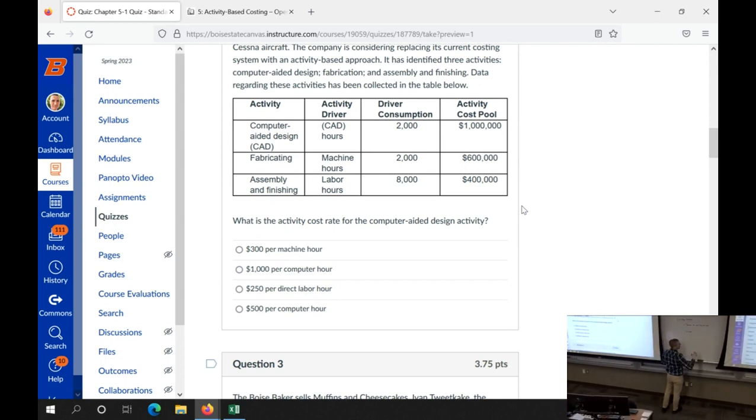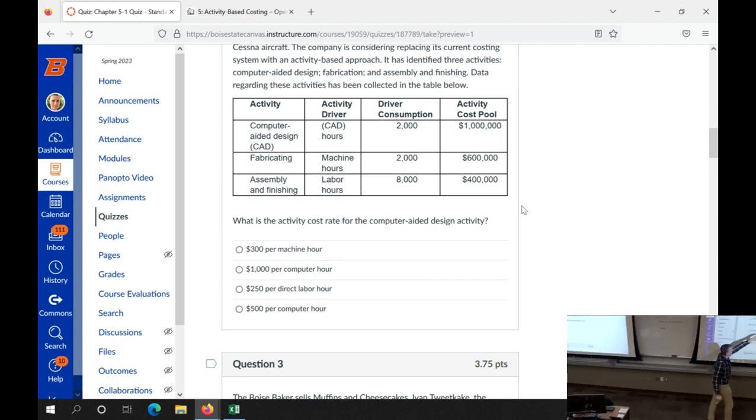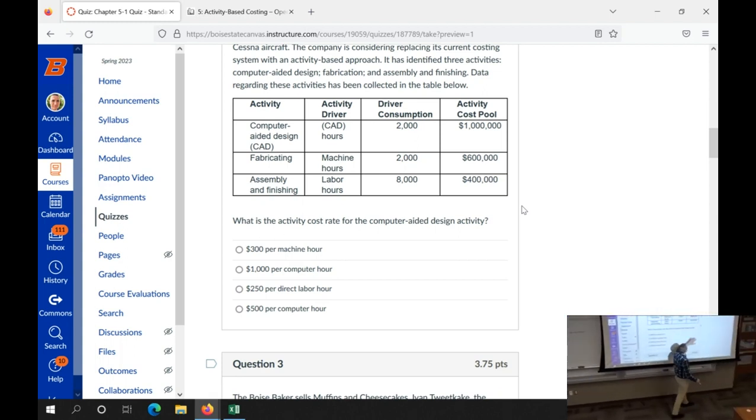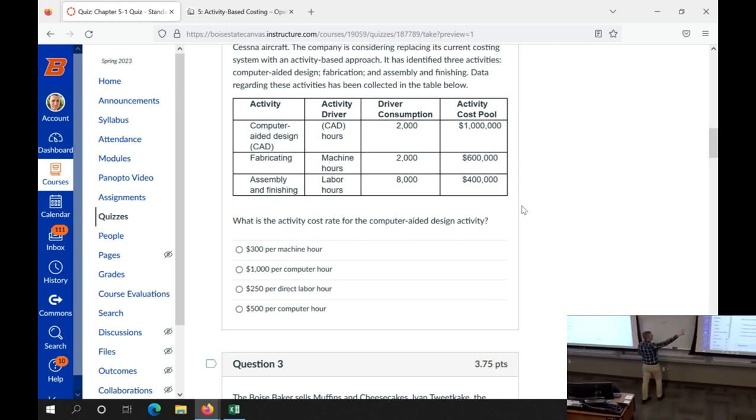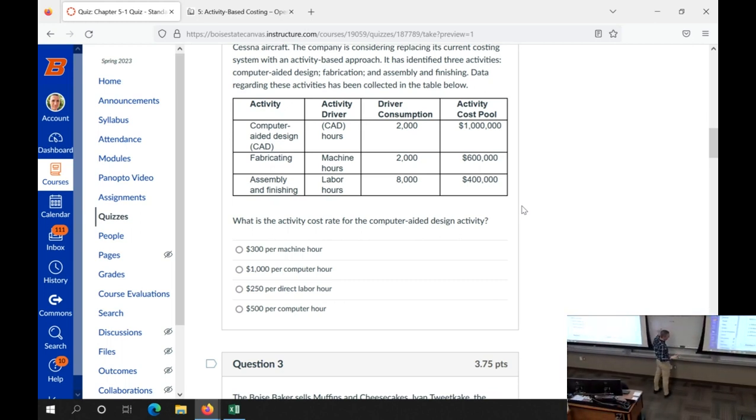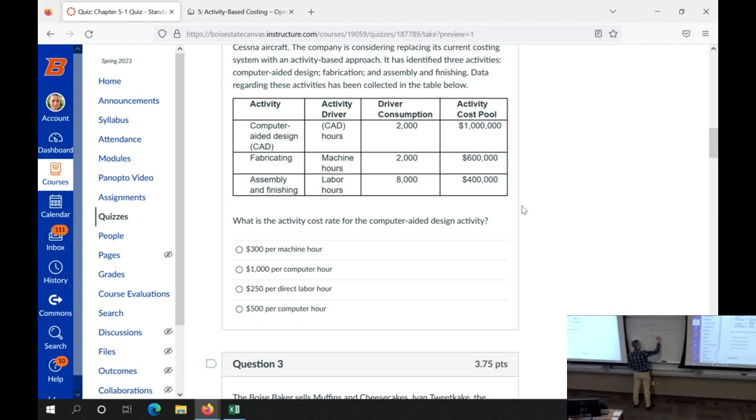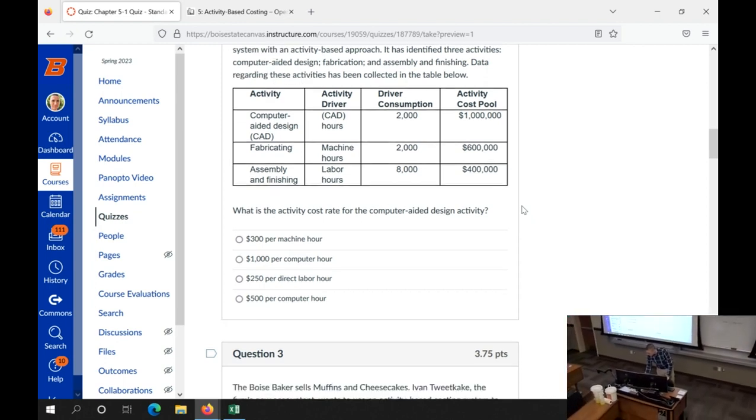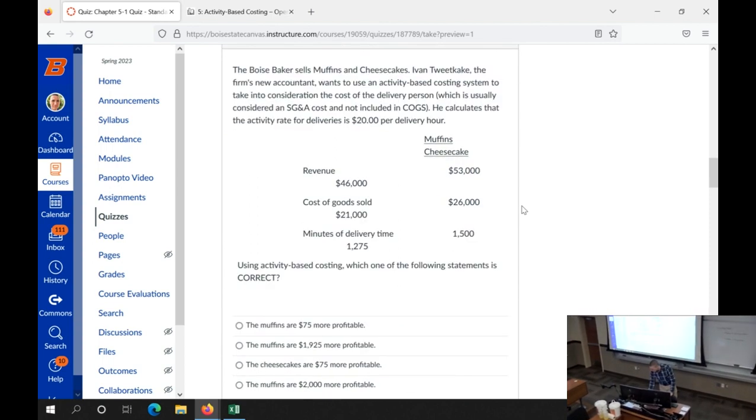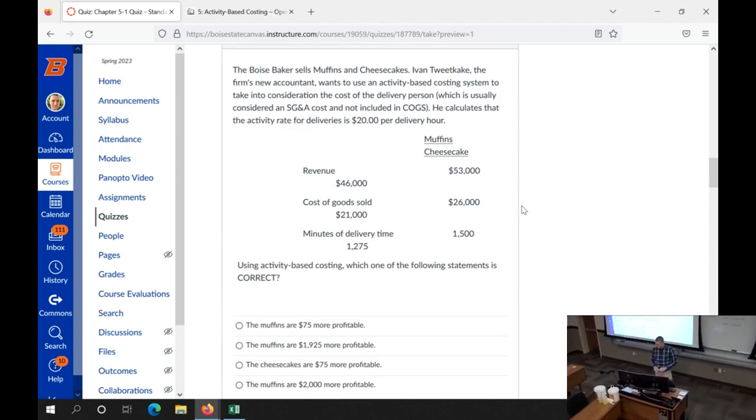Once you have the activity cost pools, which is what this one has, this column right here gives you the activity cost pool. First stage allocation was already done for you. And we have our driver consumption, which is going to be the denominator, how much we're expecting for each of these drivers. I have some questions which ask you to calculate activity rate, which is relatively simple. Those questions rarely give people problems, but I want to give you points for them if you know them.